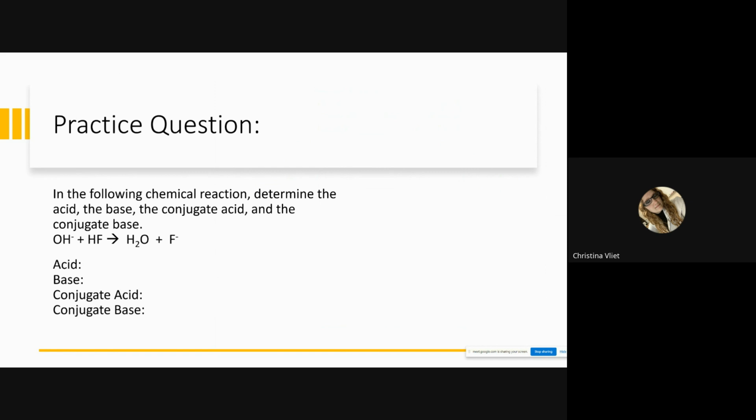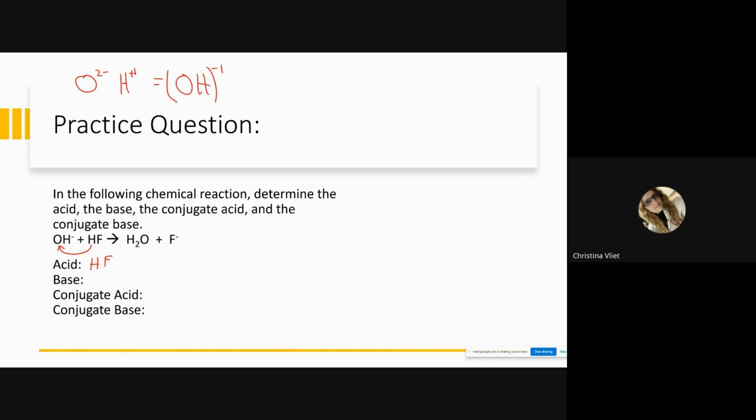OH minus would be the base. HF is the acid. But not because it has an H necessarily, OH minus also has an H. Look at what's happening. OH minus breaks down as O2 minus with H plus, and 2 minus plus 1 equals OH minus, because negative 2 plus 1 is negative 1.